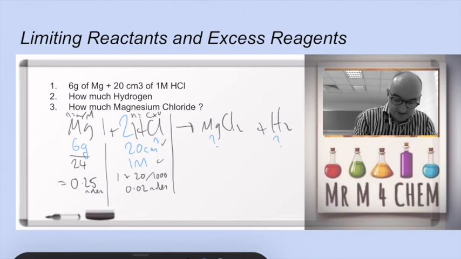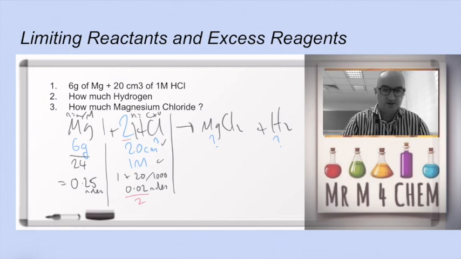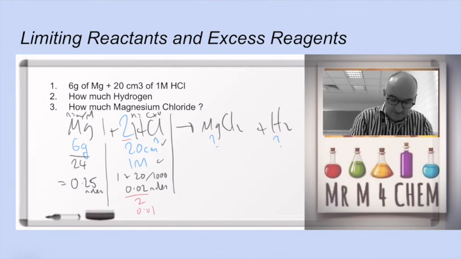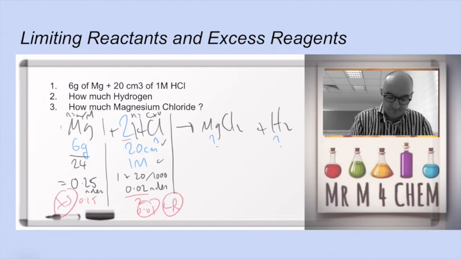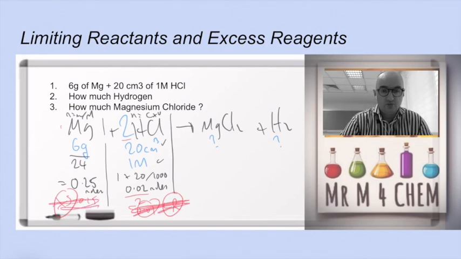So what I say is divide by the coefficients in the balanced chemical equation. That would be 0.01. This is just 1, but we don't put it there, so that's still 0.25. The smallest number, this is limiting reactant. The biggest number is excess. Now, we don't use these numbers in any calculations. It's just a tool to work out which one is limiting, which one is excess. Okay, so the limiting reactant is 0.02 here.